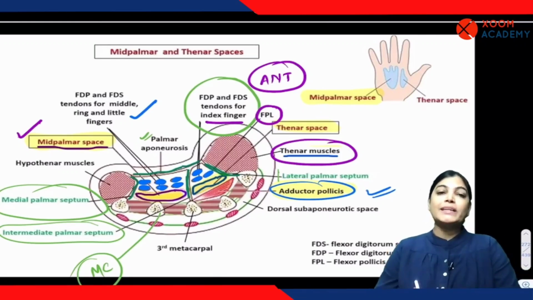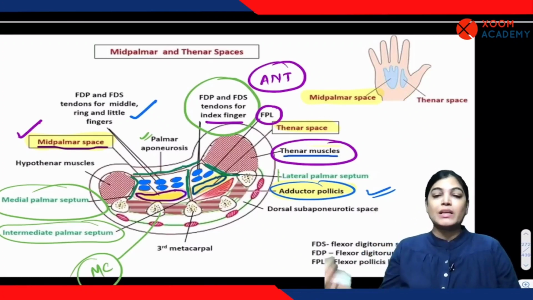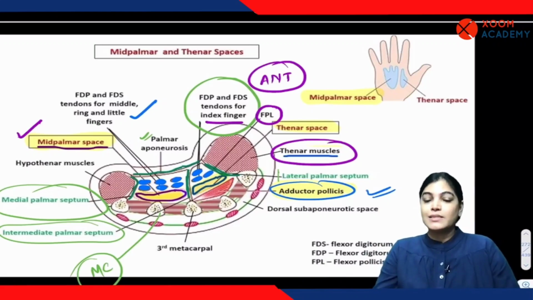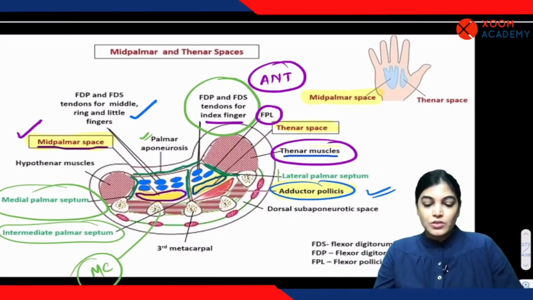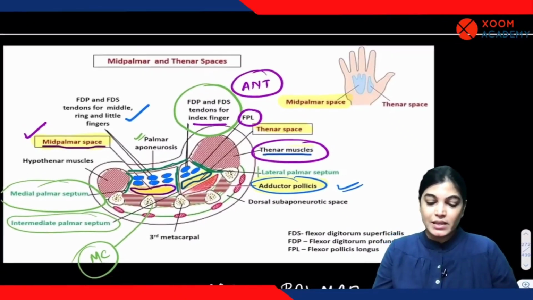One more important point is that the thenar space is proximally closed. That means there is no communication for infection spreading from the thenar space into the forearm. So that is a positive point. I think this image is helping you understand the boundaries of the mid-palmar space and thenar space.